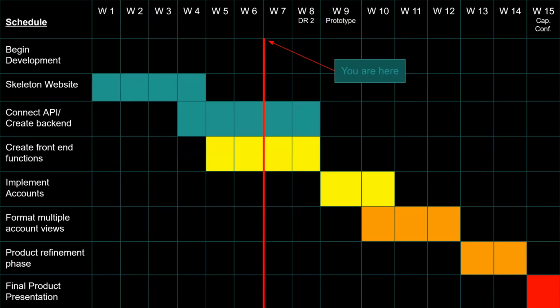And this is our schedule. As you can see, in weeks 1 through 4, we spent a lot of time developing the skeleton of the website. This involved implementing different buttons into our prototype and getting functionalities working that we didn't have in that stage. The next stage was connecting the APIs and creating the backend.